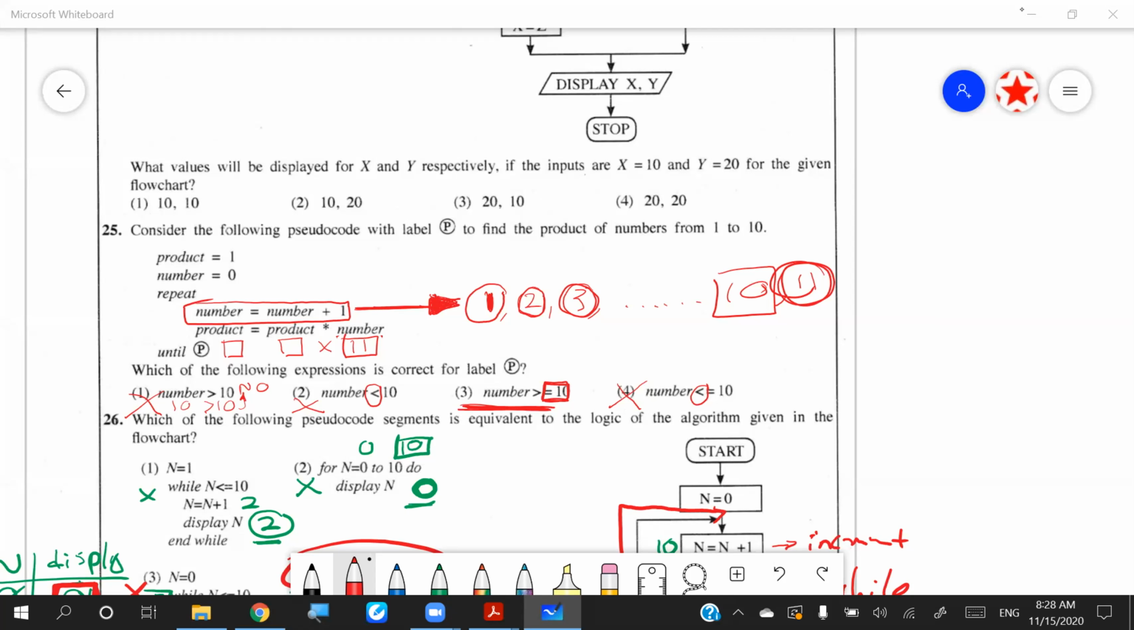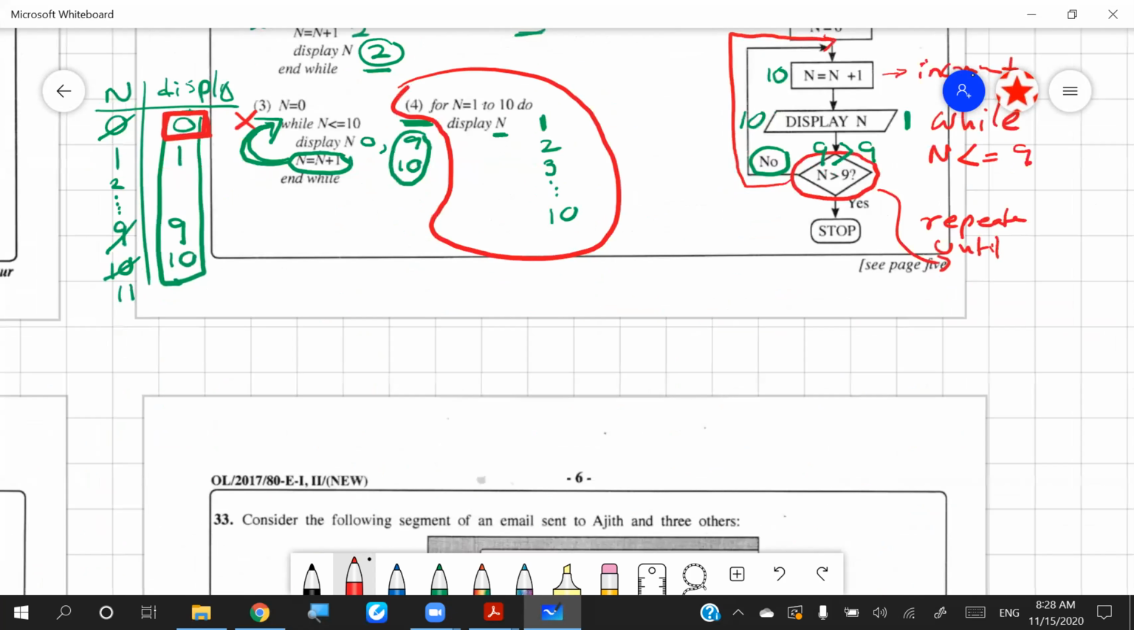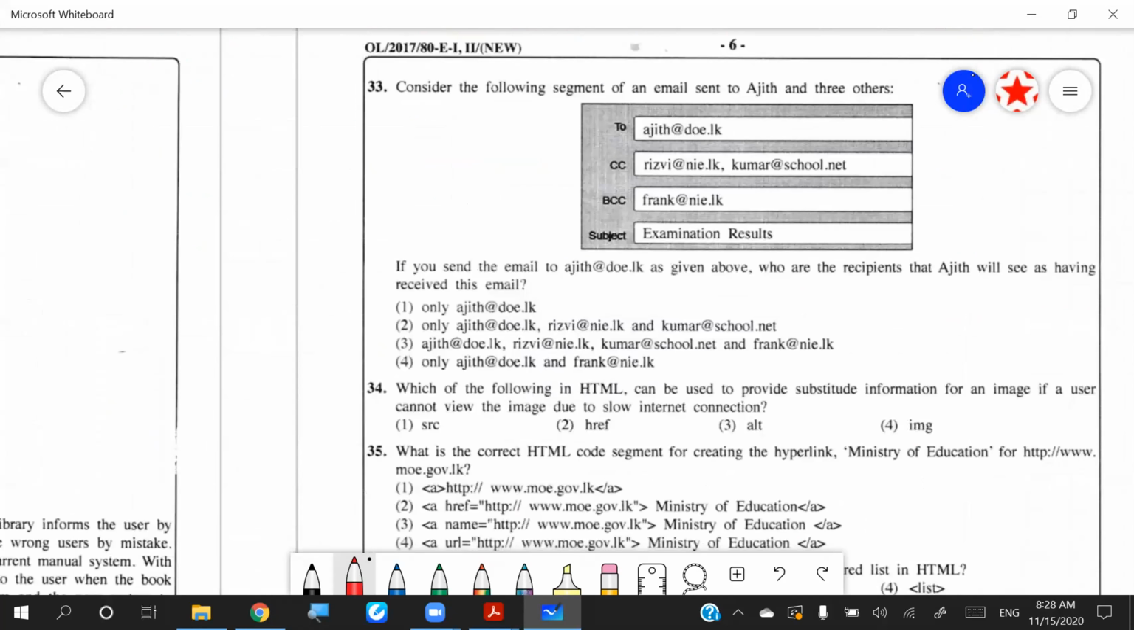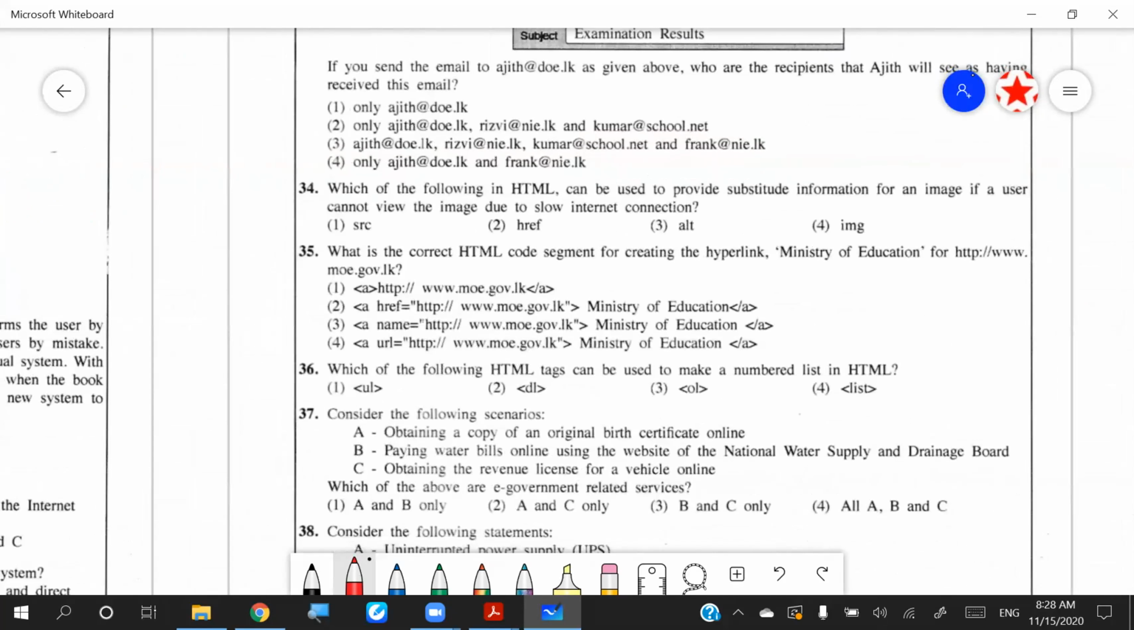All right, so let's move forward. We discussed the 26th and 28th. The next in the row is 34. It is asking which of the following HTML can be used to provide substitute information for an image if a user cannot view the image due to a slow internet connection.